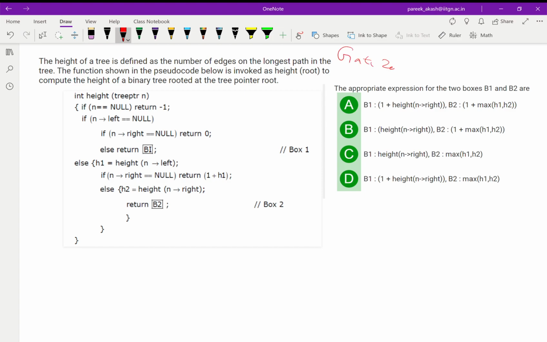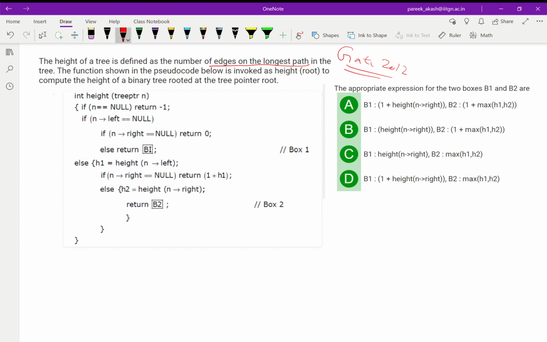GATE 2012 and this is a very good question. The question is: the height of a tree is defined as the number of edges on the longest path in the tree. So we all know what the height of a tree means. The function shown in the pseudocode below is invoked as height(root) to compute the height of the binary tree rooted at the tree pointer root. So we have to compute the height of the binary tree.